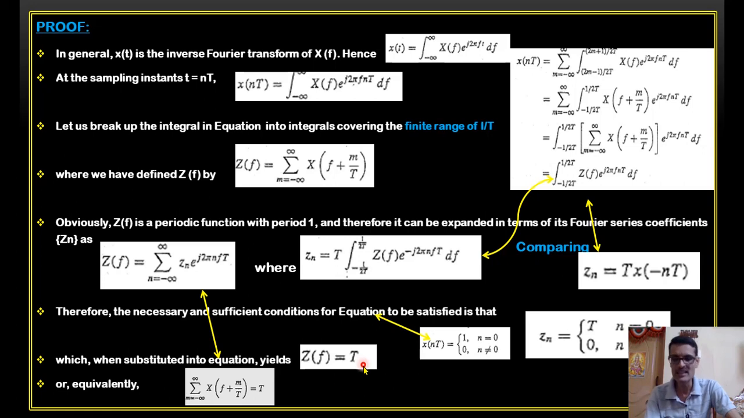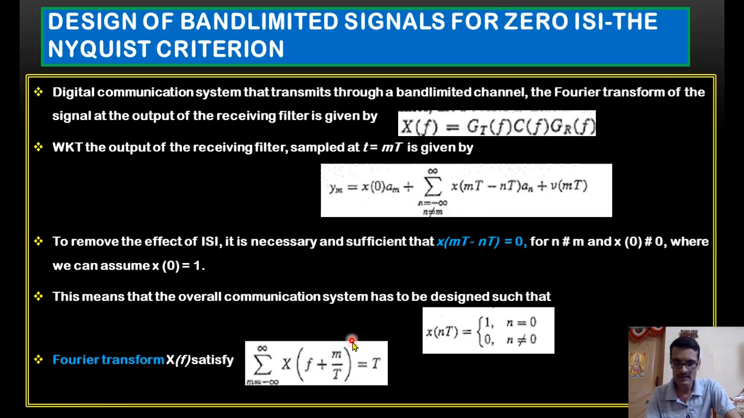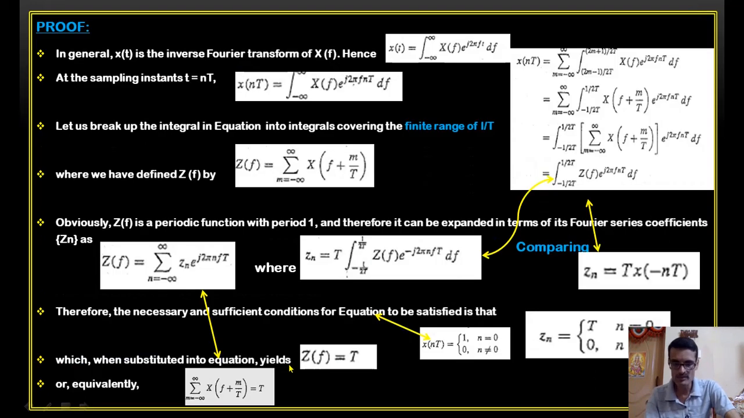Or equivalently, what is Z of f? Z of f is equal to this equation, right? Is it right? Z of f equal to this equation. So that means this particular term should be equal to t. So in another way, I'm saying that to get a 0 ISI, this entire term should be equal to t. That's what my Nyquist criterion says. This is the Nyquist criterion which I defined earlier, and this is the proof of that. So this should be equal to t.